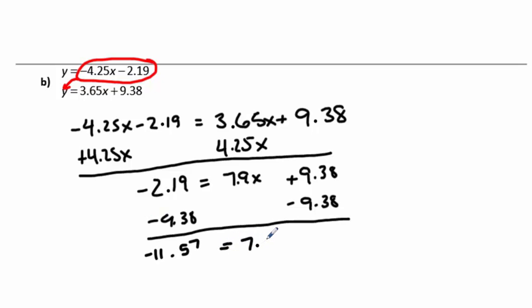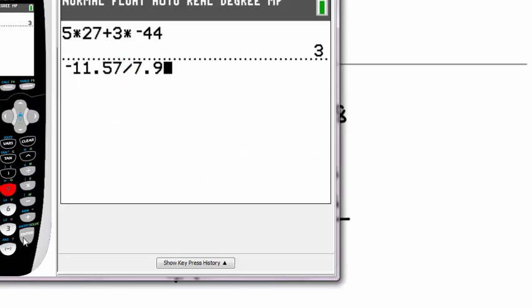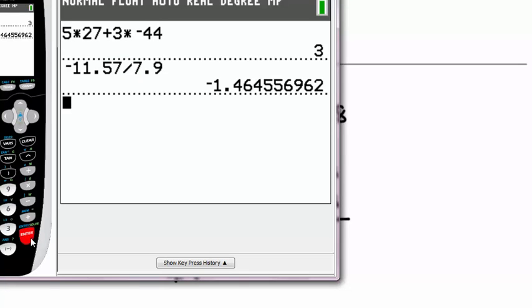Now subtract 9.38 from both sides. -11.57 equals 7.9x. I'm going to grab my calculator to divide both sides by 7.9. We round that to the nearest hundredth, we'll be at -1.46 for our solution.